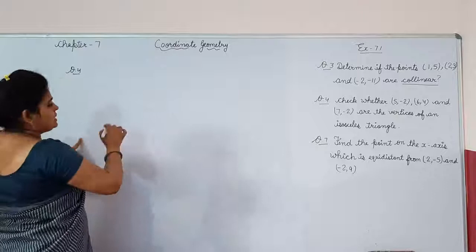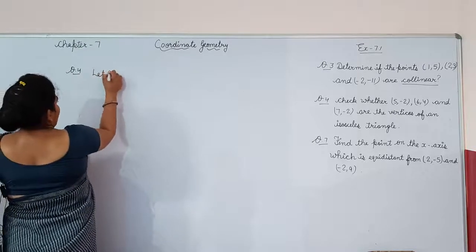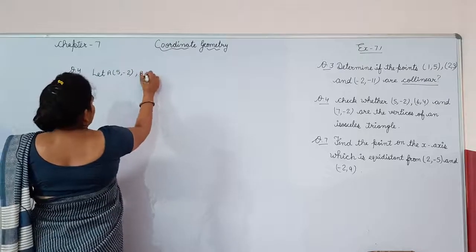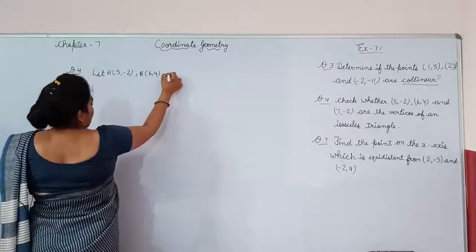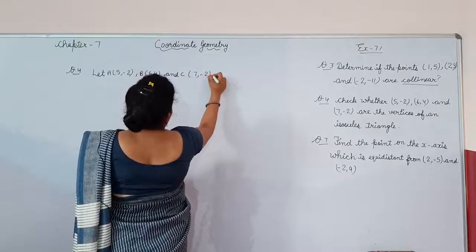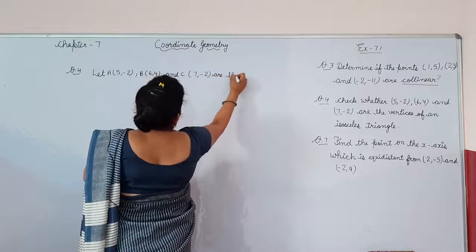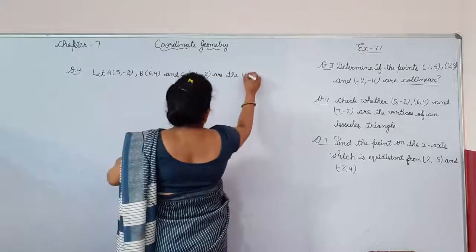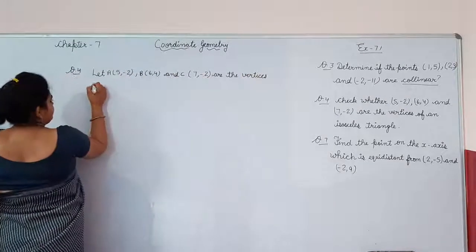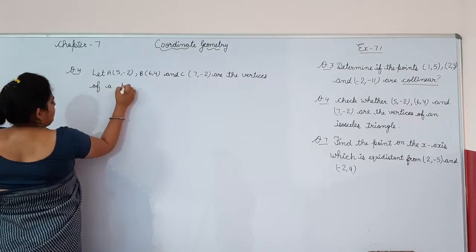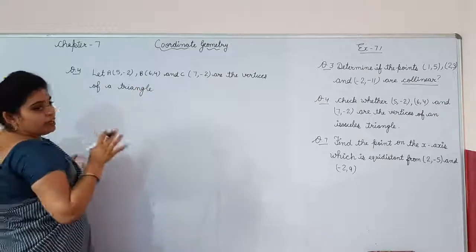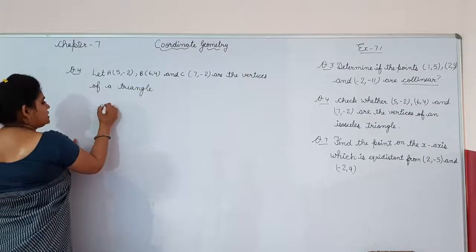What we will do, we will consider, let A (5, -2), B (6, 4) and C (7, -2) are the vertices of a triangle. What we have considered is that they are vertices of a triangle. Now we will calculate their sides, or find the sides.